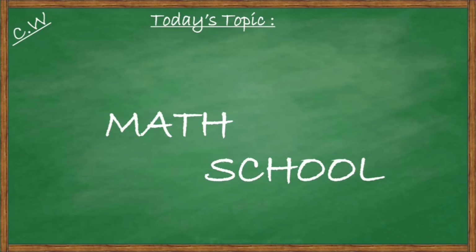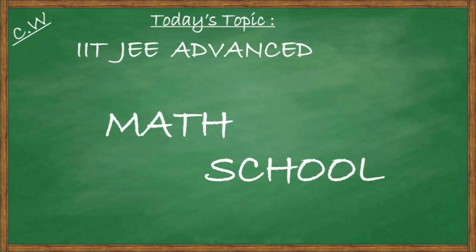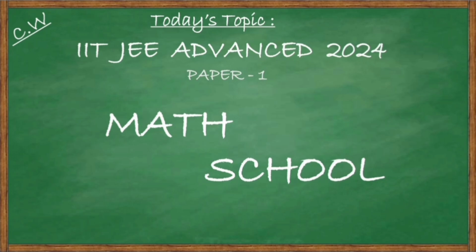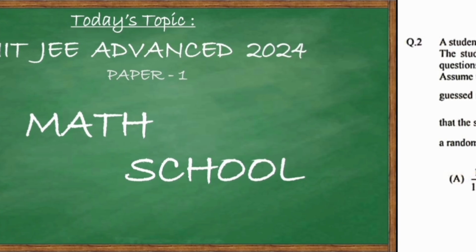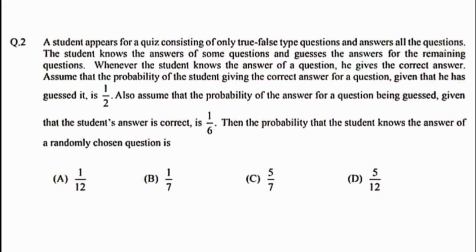Today we will discuss IIT JEE Advanced 2024 Paper 1 Section 1 Question number 2. Now let's go to the question number 2.